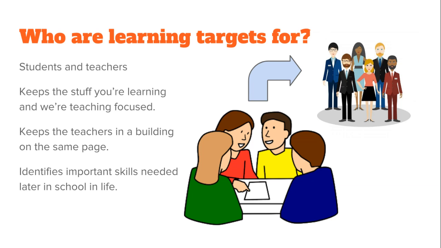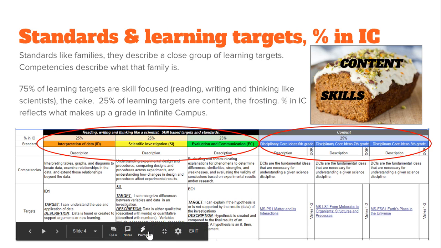On a more teacher-focused note, it helps all the teachers of science in the building focus on what we need to maintain our direction and our follow through. It also, in many cases, identifies skills that are not just important to scientists, but to citizens, to people in society: how to look at data, how to make sense of it, how to draw conclusions, how to question things. So learning targets serve a multiple array of different things.